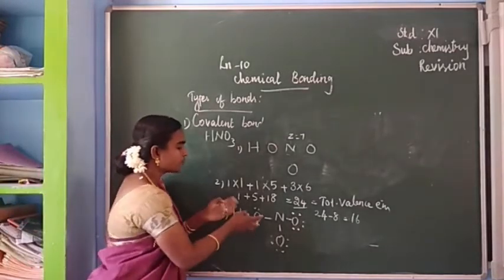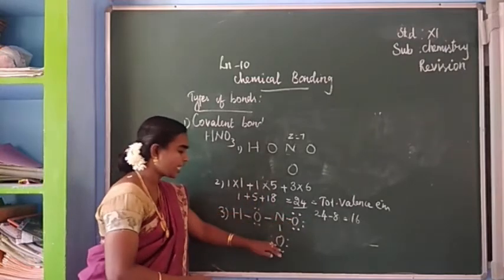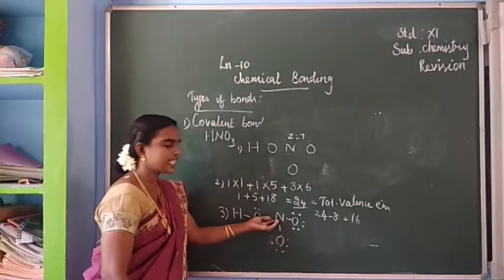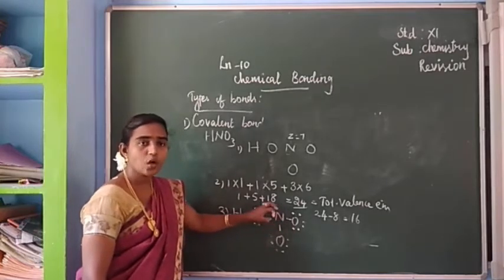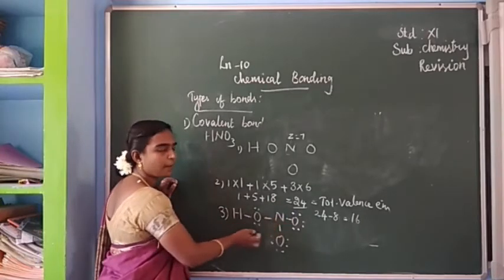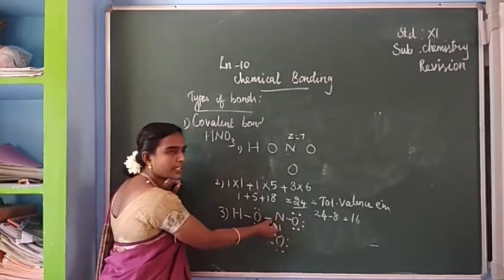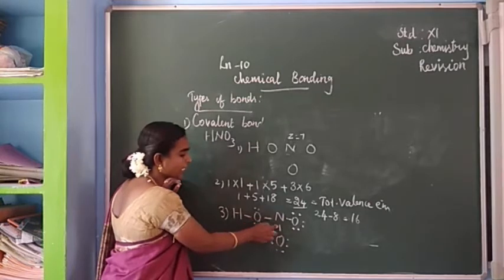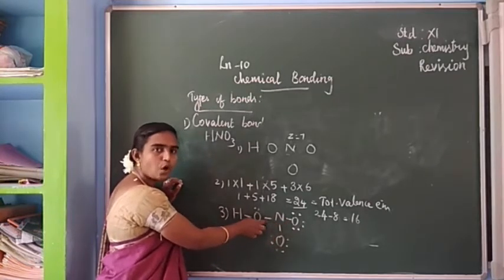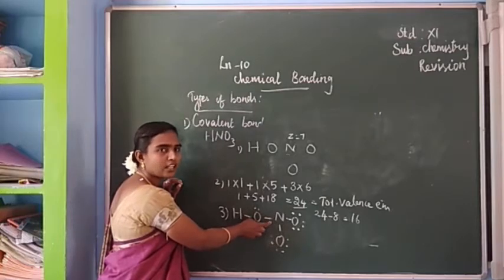Now the oxygen atoms and the hydrogen atom have finished. Then for the nitrogen atom, nitrogen also should get the octet configuration. When you consider the number of electrons, this bond carries 2 electrons, this carries 2 electrons, this carries 2 electrons. So totally 6. But it should get 8 electrons, isn't it?